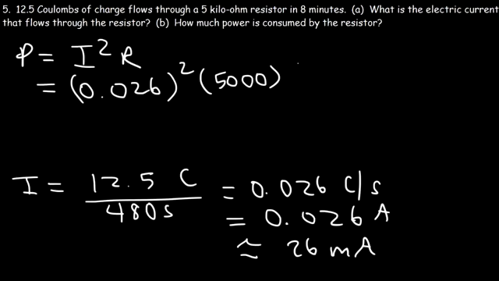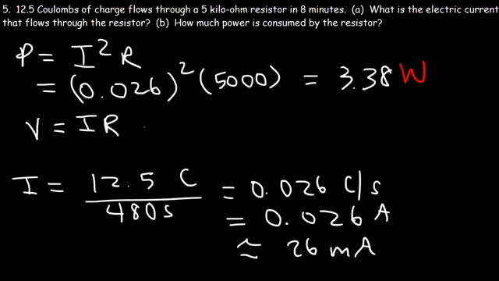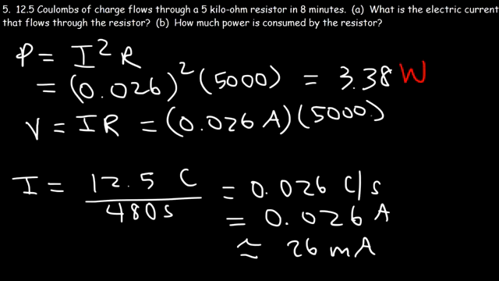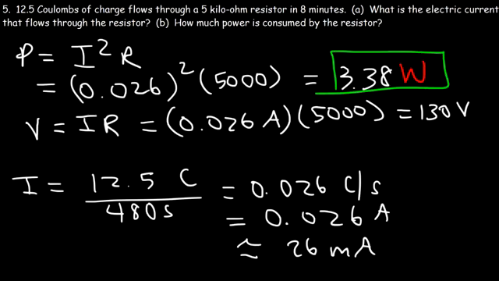0.026 squared is very small. It's like 6.76 times 10 to the minus 4. And if we multiply that by 5,000, this is going to equal 3.38 watts. So that's how much power is consumed by this resistor. If we want to find the voltage, we can. It's simply equal to I times R. It's 0.026 amps times the resistance of 5,000. And that's about 130 volts. So that's the voltage across the resistor. And this is the electrical power, which is what we want.